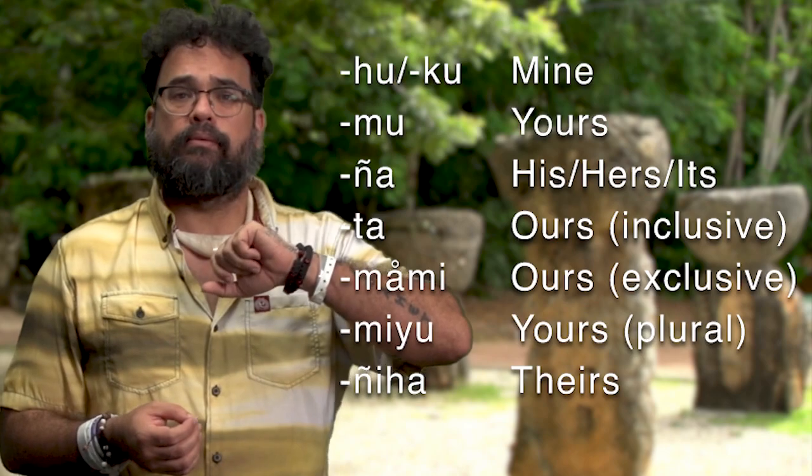Ñiha, theirs. Remember, these go at the end of words and actually become part of the word when you use them. That's why you'll see the dash in front of each of them. That is how when you write them, you can attach them to the word but still know that it isn't a root part of the word.